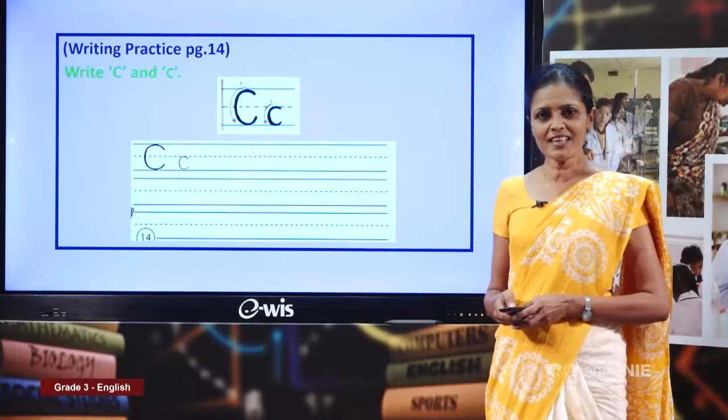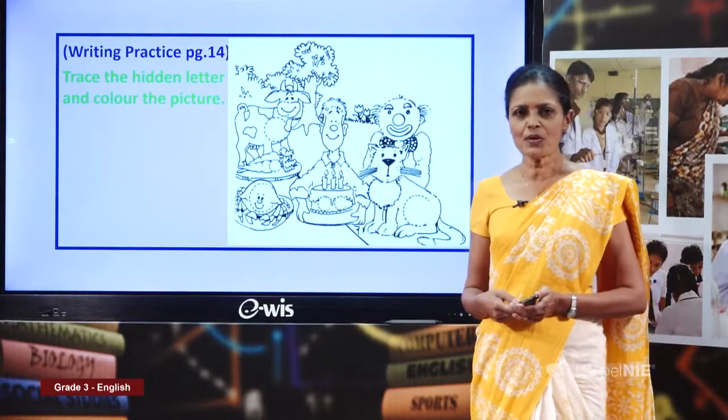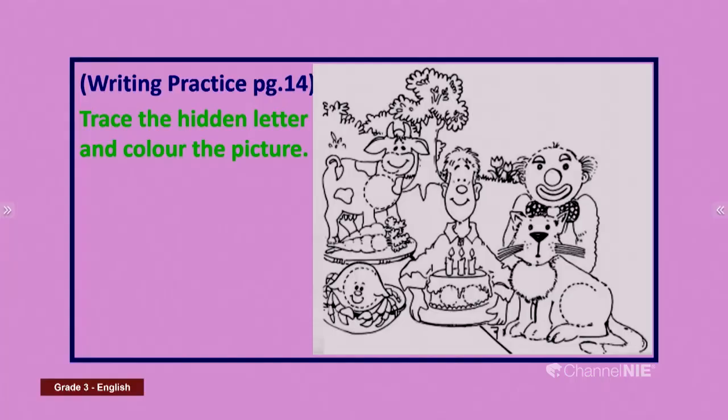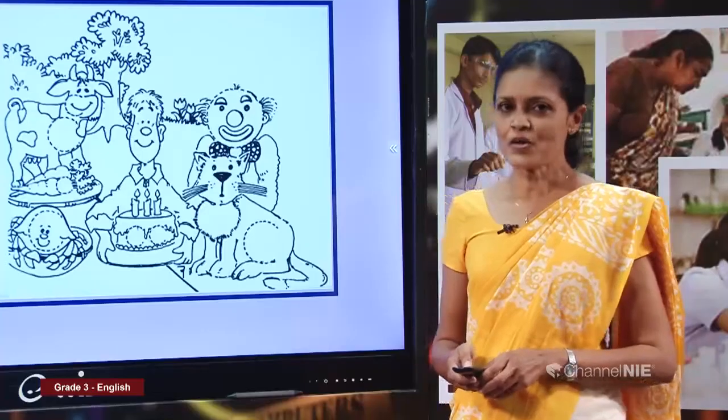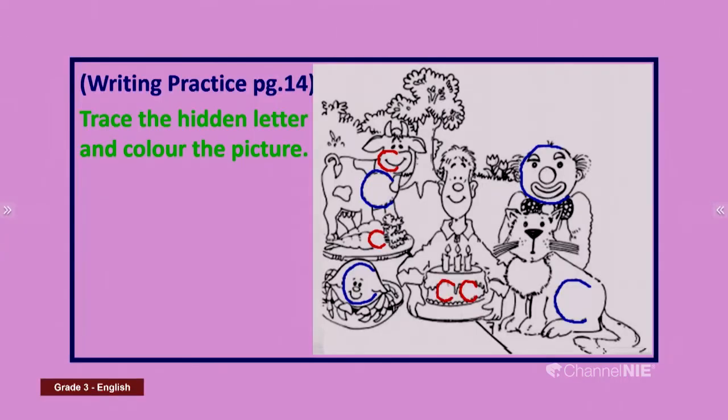Did you write them beautifully? Very good. Now, children, turn to page 14 in your writing practice book. You can see this picture. Now, there are hidden letters. Trace the hidden letter. What is the letter hidden here? C. Now trace the letters. Let's check your answer. Did you find all the C's? You can color this picture later.